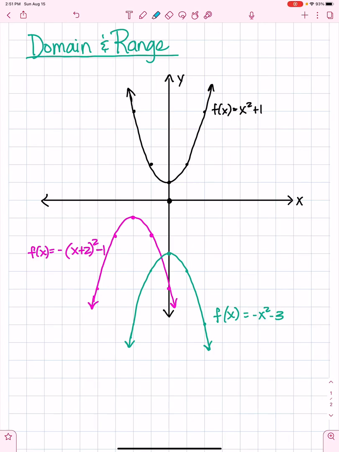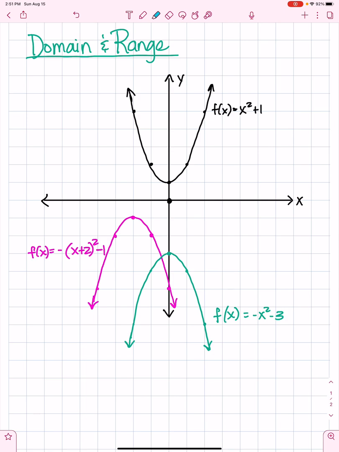Hello, pre-calculus. In this video, we are going to talk about domain and range. Now, these are words you have heard in Algebra 1, probably pre-algebra. You've been hearing these words for a long time. So I'm just going to refresh your memory about what they mean and how we use them.